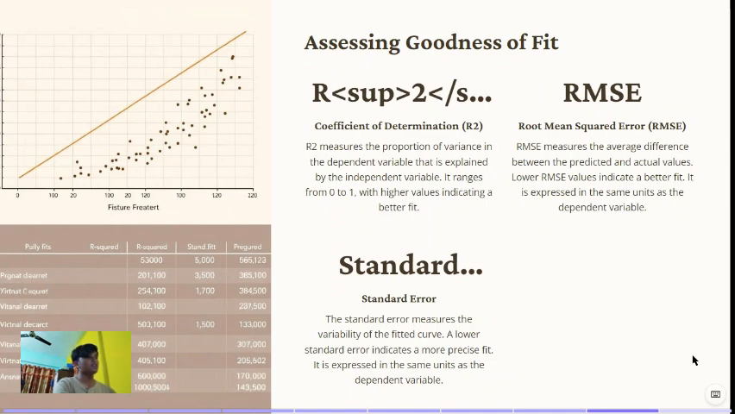Standard error. The standard error measures the variability of the fitted curve. A lower standard error indicates a more precise fit. It is expressed in the same units as the dependent variable.